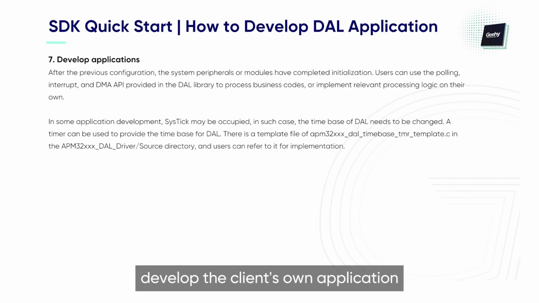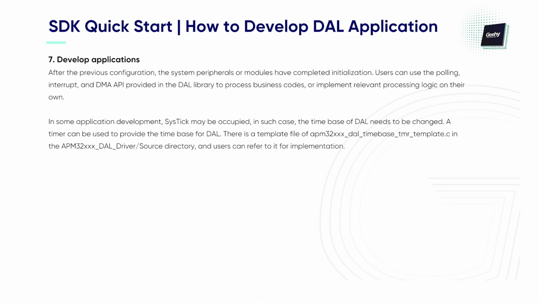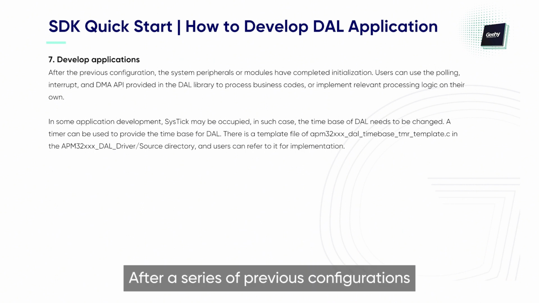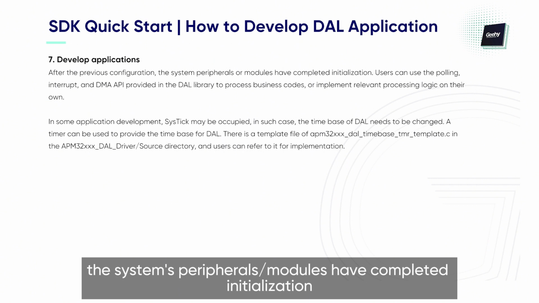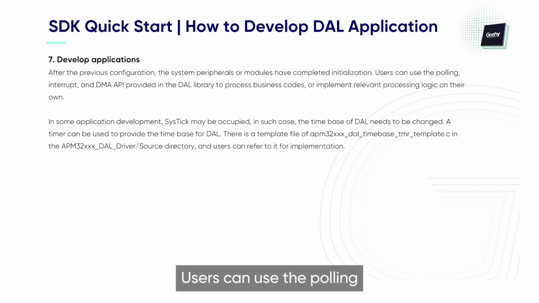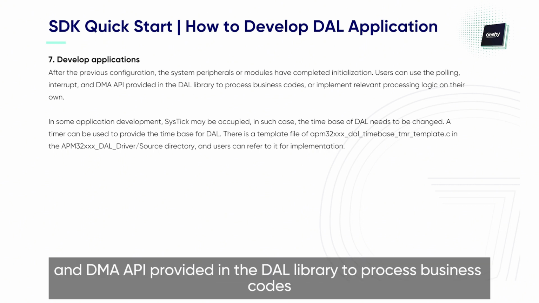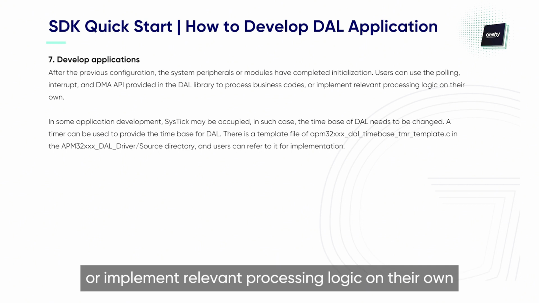Finally, develop the client's own application. After a series of previous configurations, the system's peripherals modules have completed initialization. Users can use the polling, interrupt, and DMA API provided in the DAL library to process business codes or implement relevant processing logic on their own.